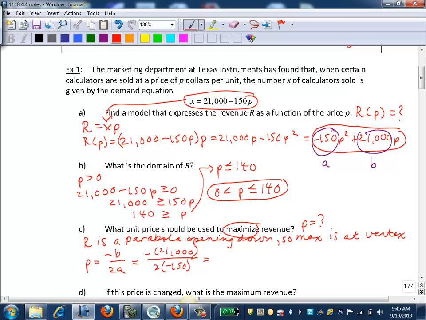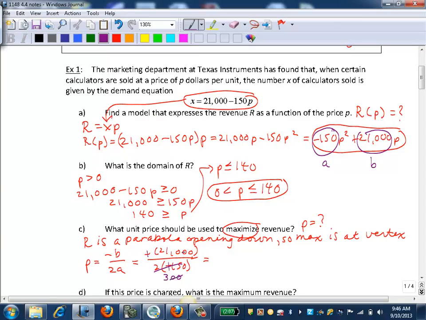So here's some mental math, at all costs. I want to keep our brains fresh. We've got a negative in the numerator and a negative in the denominator. Negative divided by negative will give us a positive. In the denominator, 2 times 150: 2 times 15 is 30, add the 0 is 300. So this is 300. And then we've got 21,000 divided by 300.